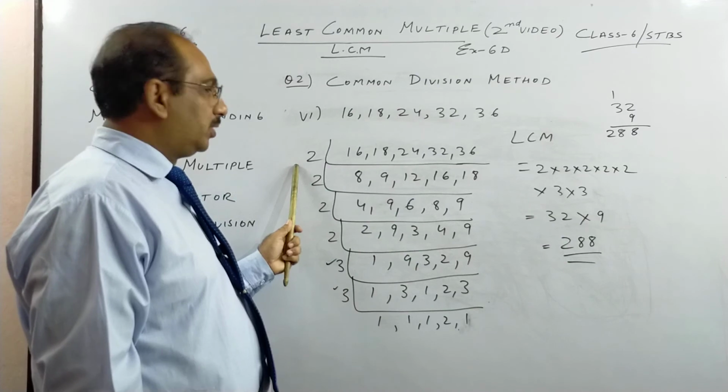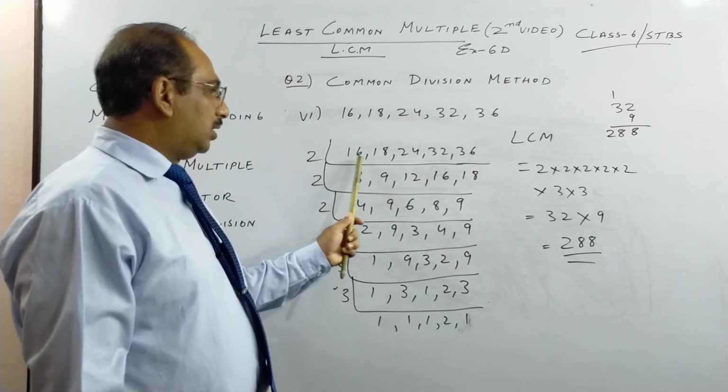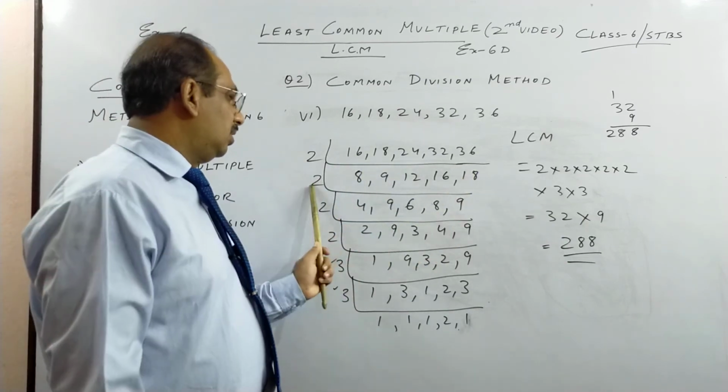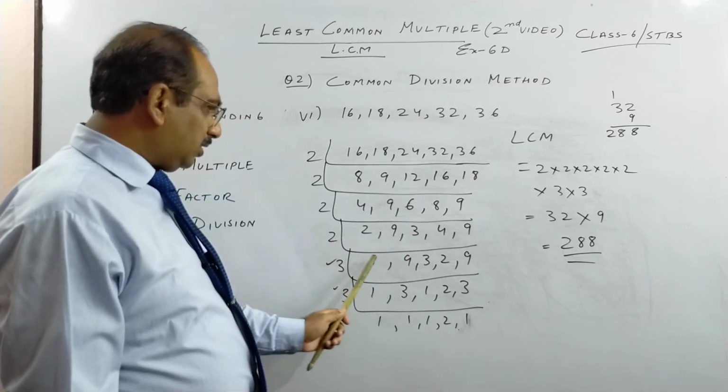Okay, so once more, at least 2 numbers should go by any number that you do, and generally we start with 2. 2 is the first prime number. So at least 2 numbers. So you see all are even numbers with 2. So at least 2 numbers should go. See, here I stopped. Why?